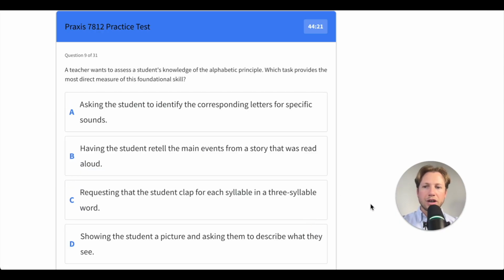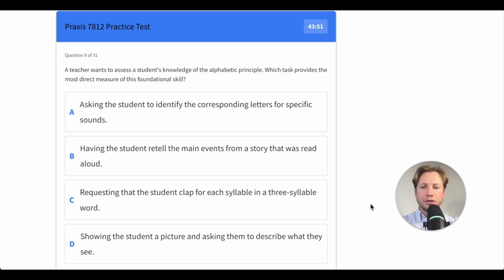Moving on to question number 9, this asks, a teacher wants to assess a student's knowledge of the alphabetic principle. Which task provides the most direct measure of this foundational skill? The key word here being the alphabetic principle.